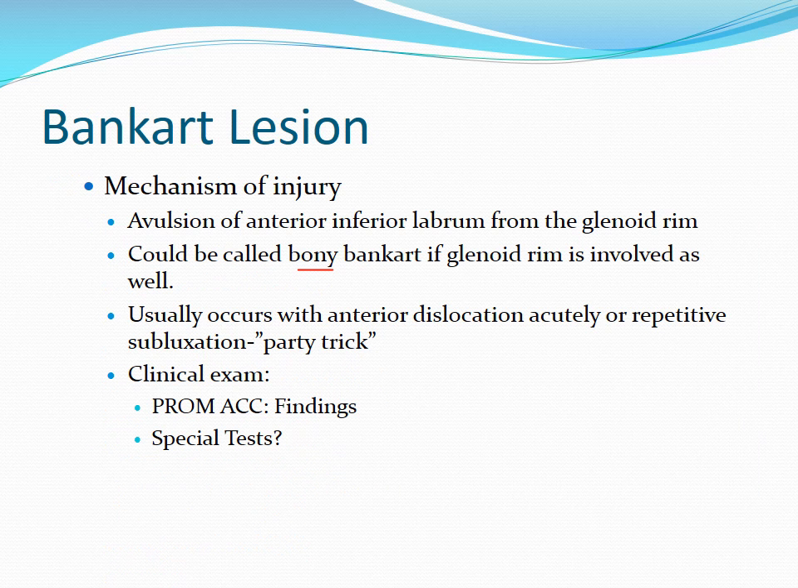All right, the Bankart lesion, mechanism of injury, it's usually a traumatic subluxation or a traumatic dislocation, and what that causes is an avulsion of that anterior inferior labrum from the glenoid rim, but if the glenoid rim is involved, then we call it a bony Bankart. So just a Bankart lesion by itself just implies soft tissue is involved. All right, and same thing for the accessory findings.